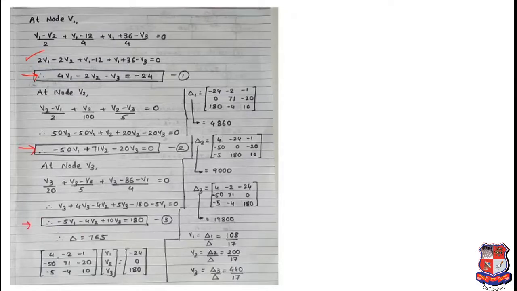Now you need to find V1, V2 and V3. So there is a simple method that is called as Cramer's theorem. Okay. So what is Cramer's theorem? So it says that you need to find first the determinant of the circuit.